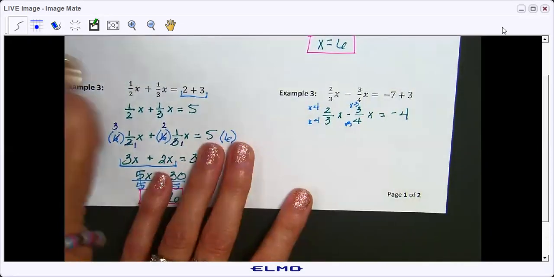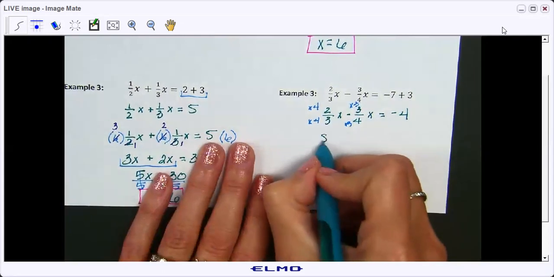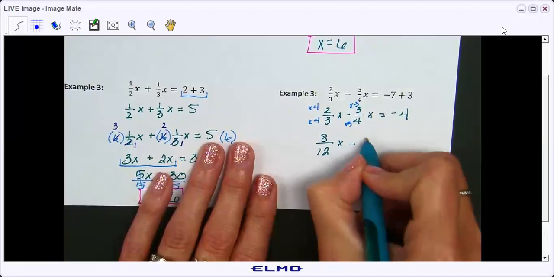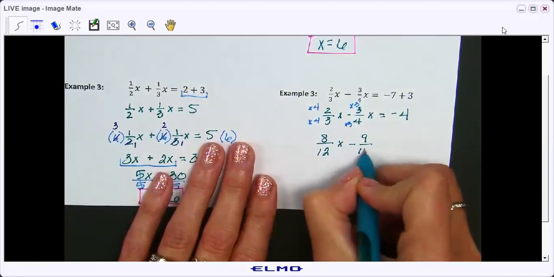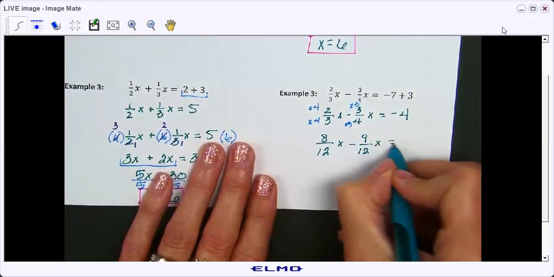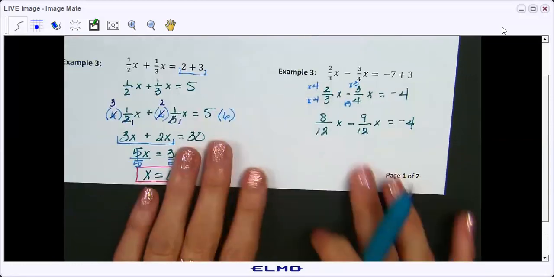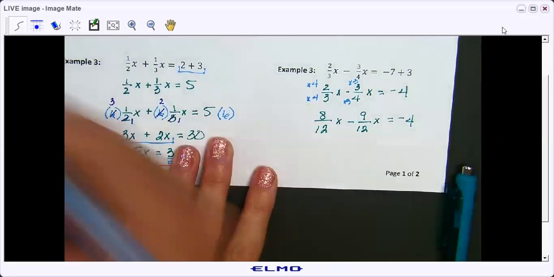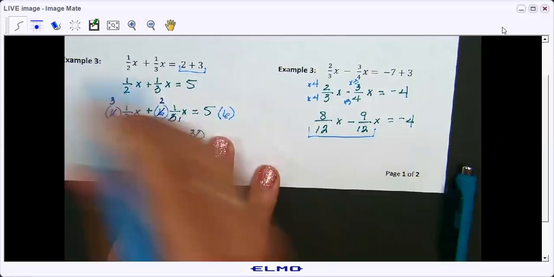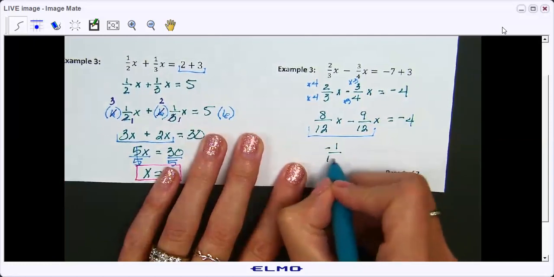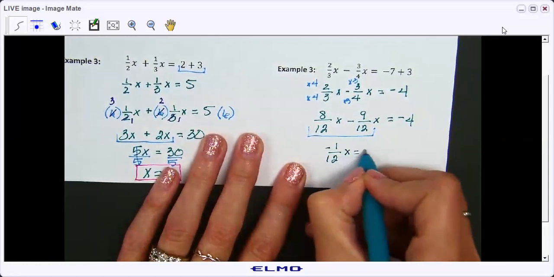Okay, so when I do that, I get 8/12 x minus 9/12 x equals -4. Now what I'm going to do is combine my like terms right here. And 8 minus 9 is a -1. So -1/12 x equals -4.